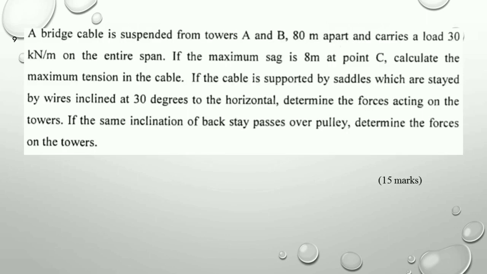Ninth question, a bridge cable is suspended from towers A and B 80 meter apart and carries a load 30 kN per meter on the entire span. If the maximum sag is 8 meter at point C, calculate the maximum tension in cable. If the cable is supported by saddles which are stayed by wires inclined at 30° to horizontal, determine the forces acting on the towers. If the same inclination of backstay passes over pulley, determine the forces on towers. Question carries 15 marks.